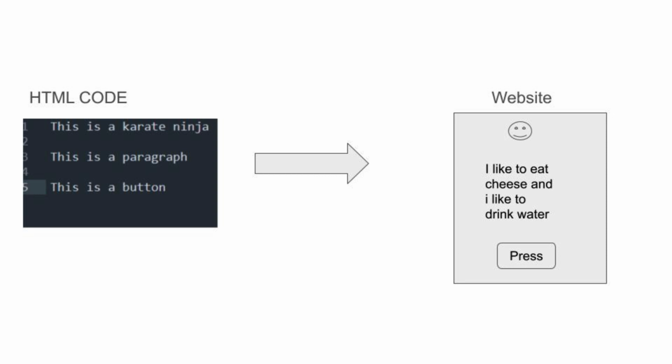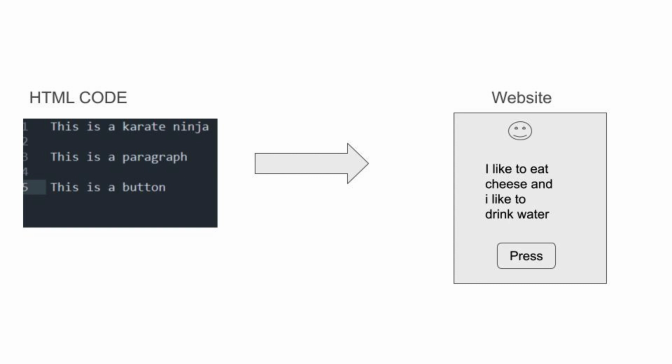HTML is the standard markup language for programming languages. This means it is a programming language that describes to your web browser what types of content it is displaying. It could be displaying paragraphs, it could be displaying buttons, or it could be displaying karate ninjas. You can see by the expertly crafted diagram how this process works.